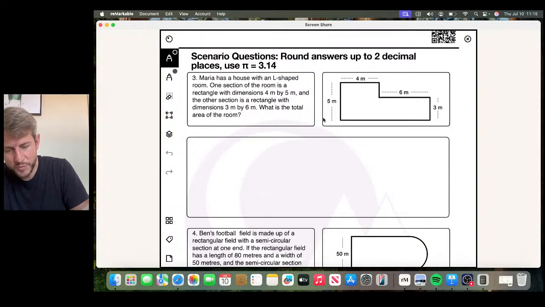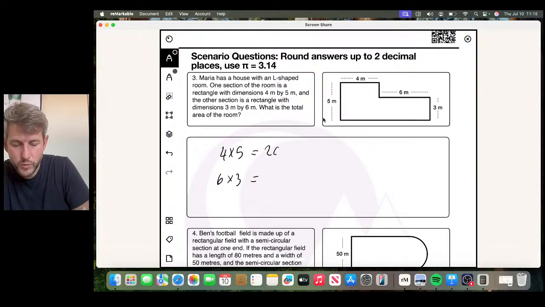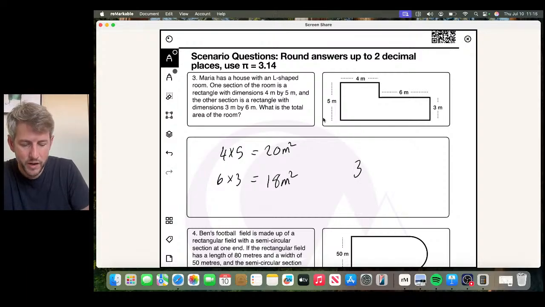So it's just 2 rectangles put together. So we've got 4 times 5 for the first rectangle, and we've got 6 times 3 for the second rectangle. So 4 times 5 gives us 20 metres squared. 3 times 6 gives us 18 metres squared. So the total area will be 38 metres squared.